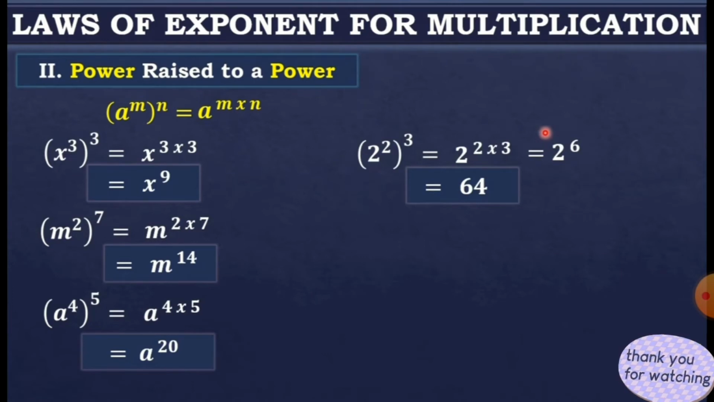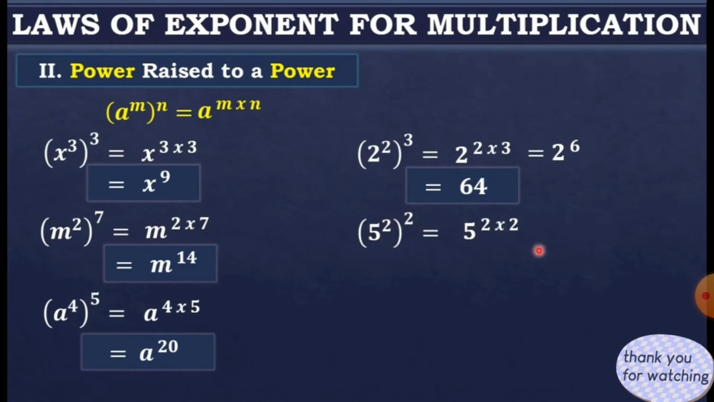Next example, we have 5 squared raised to the power of 2. Okay, so first we have to copy 5 and then multiply the exponents, 2 times 2. So then, magiging 5 to the 4th power. Then we have to simplify. So we have to multiply 5 4 times. So, 4 na beses na i-multiply natin si 5.